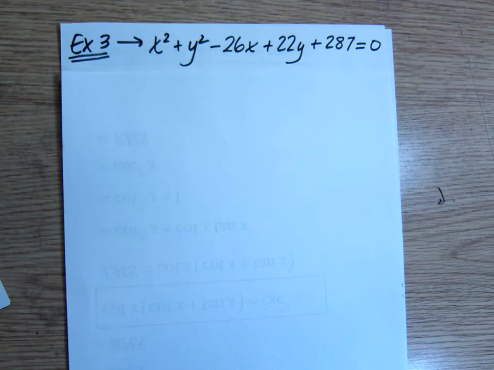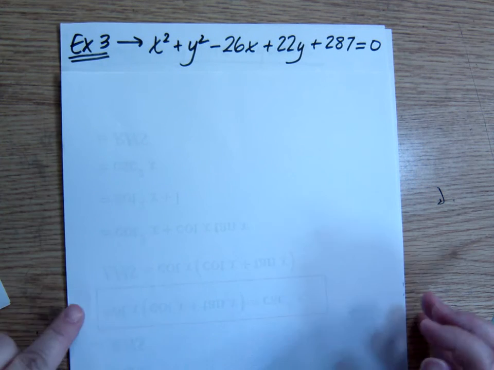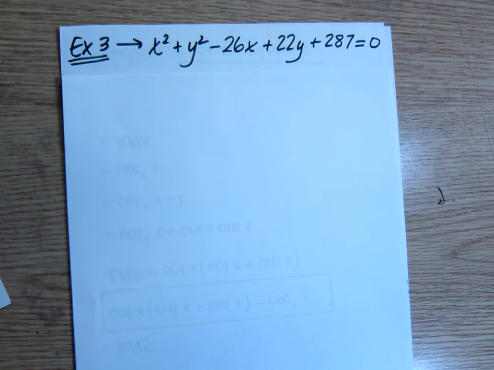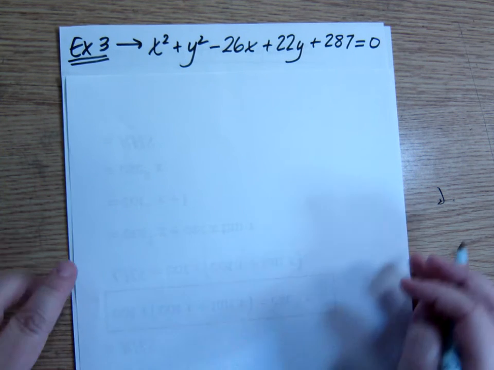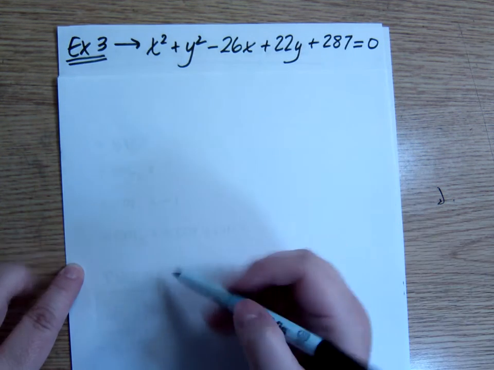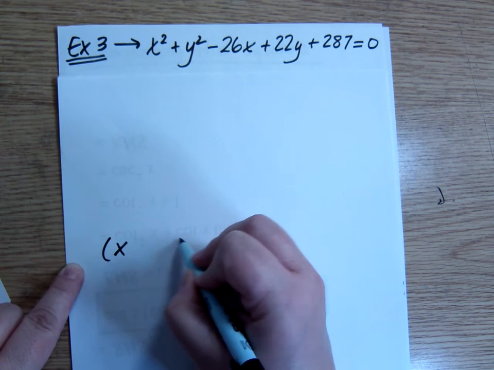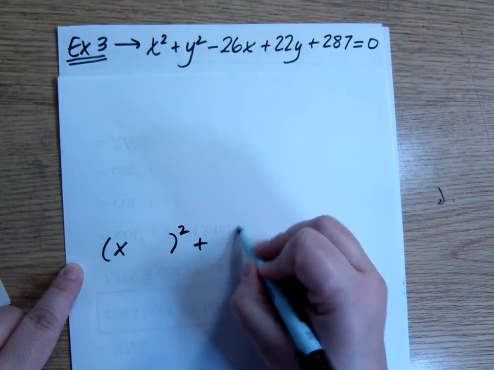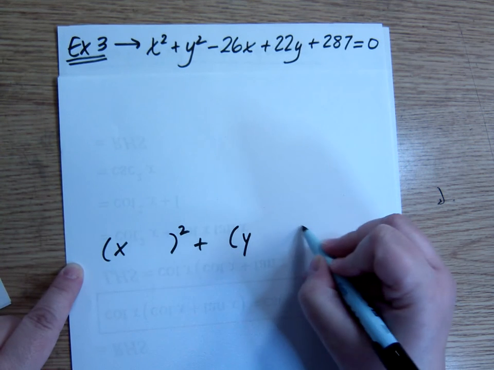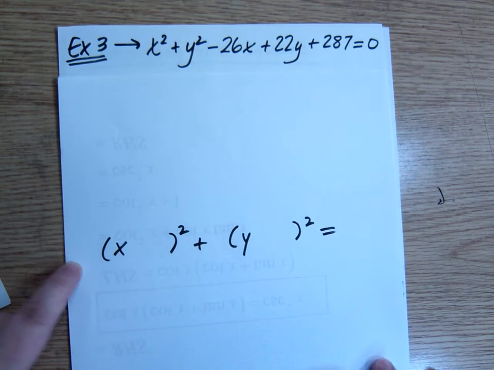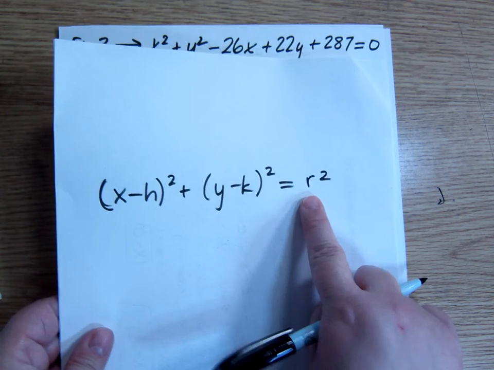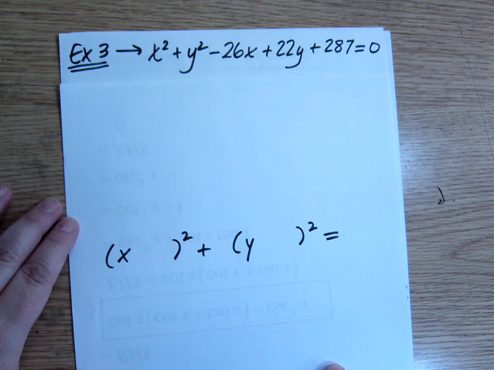So this is what we're trying to do: go from here to here. The way we're going to do that is we're going to begin with the end in mind. That's a great expression, begin with the end in mind. So I'm going to keep in mind that I want to end up with x plus or minus something squared plus y plus or minus something squared equals some number squared. In other words, I want to end up with something like this. So that's going to guide how I get there.